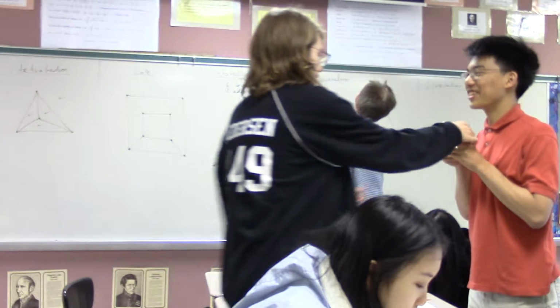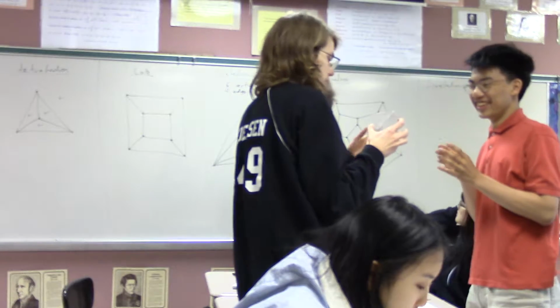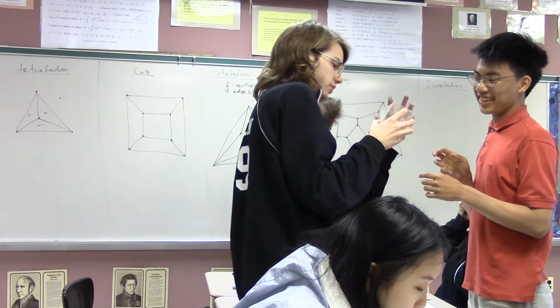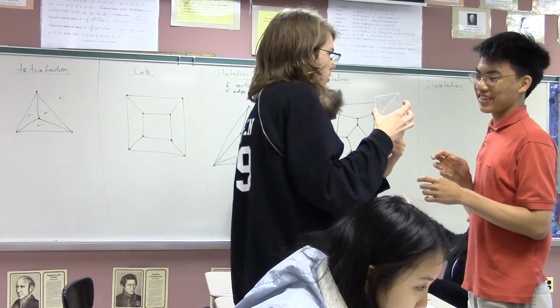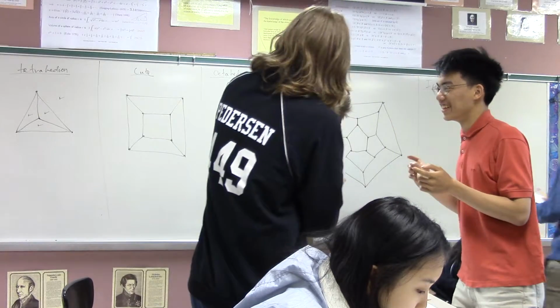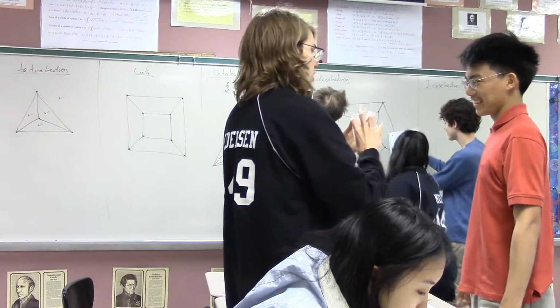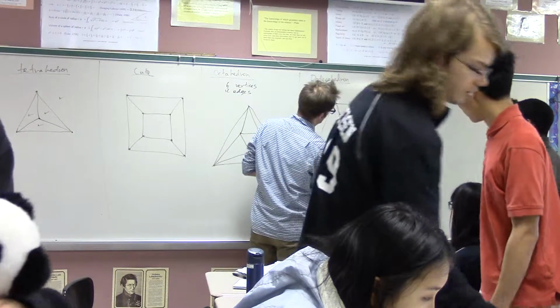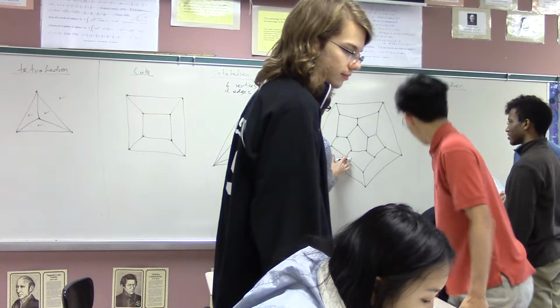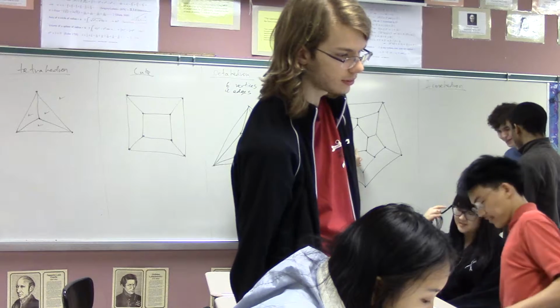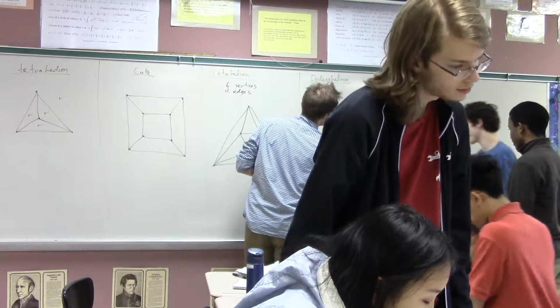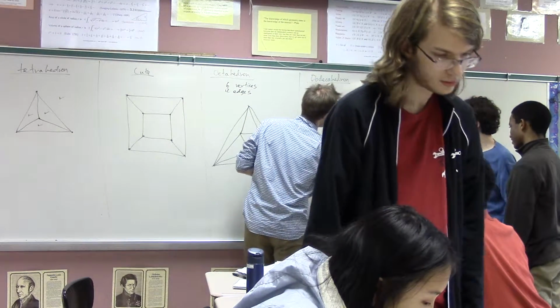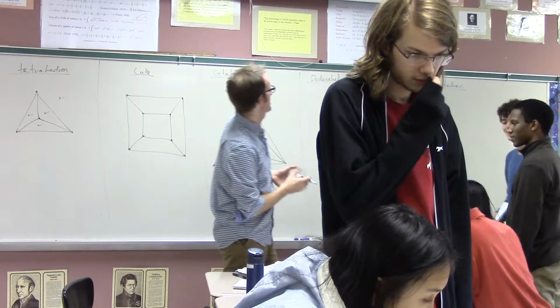Wait, no. So you have this triangle. You have these. It's adjacent to two triangles. You see those? Those are back triangles. Right? Did you do that? So let's see, did I do that right?